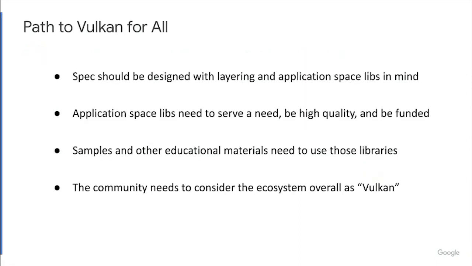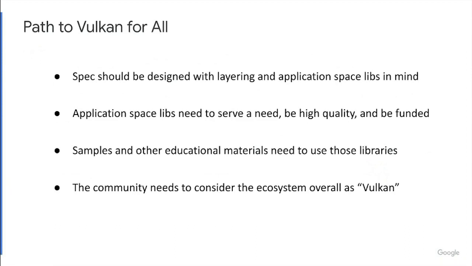So then the path to Vulkan for all is the spec should be designed with layering and application-based libraries in mind. We do that a bit already, but I think we should ingrain that. The application-based libraries need to serve a need, be high quality and funded somehow, either through the goodwill of the community or directly from companies or something in between, developers working at companies. Like VMA was donated by one of the member companies. Some of the other bits, SPIRV-Reflect, I think, came from Stadia and is now part of the Khronos repositories.